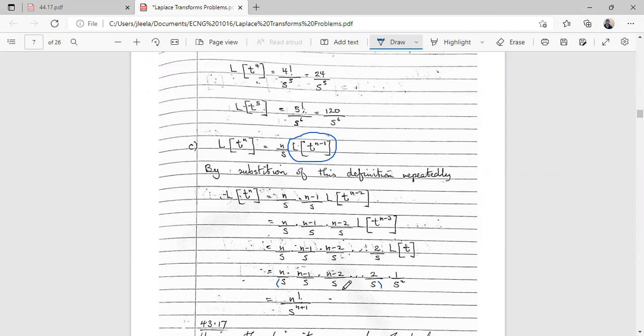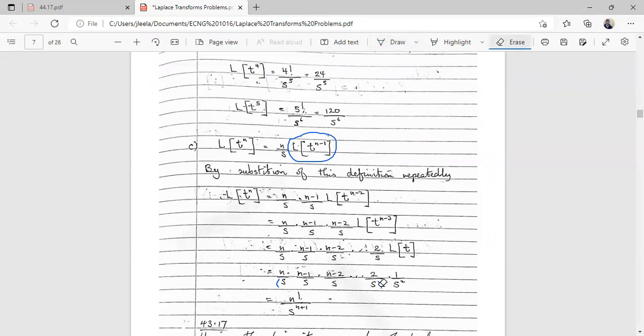Oh, you'll get here s to the... because you're going down to 2, right? So you'll get 1 less than s to the n. So you'll get s to the n minus 1. Right? So remember here, n down all the way down to 2, right?